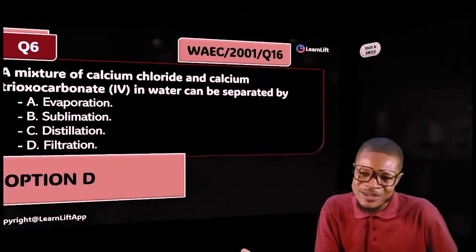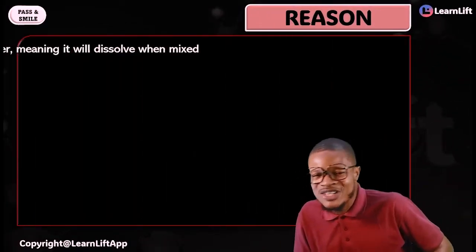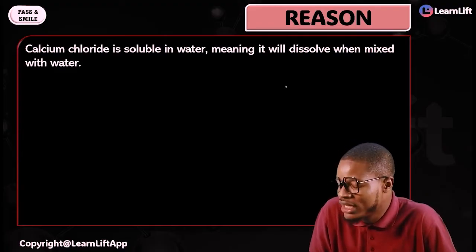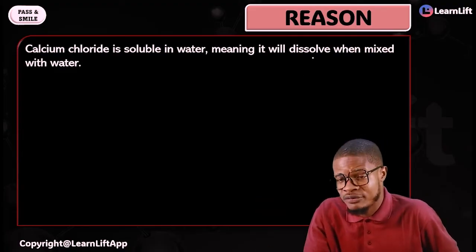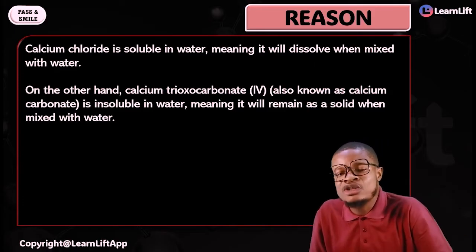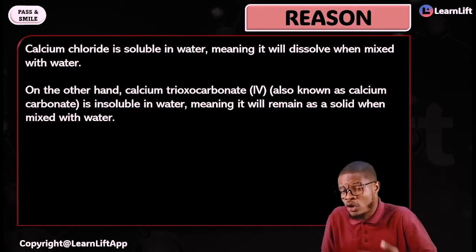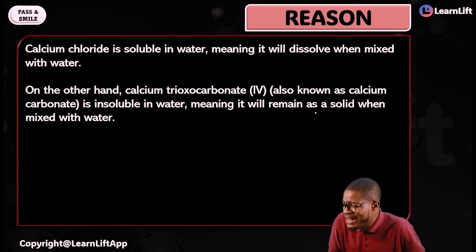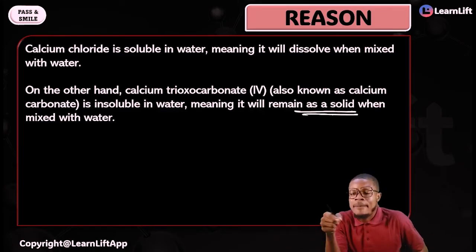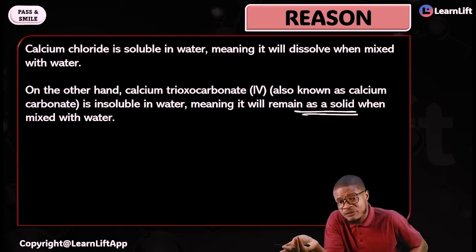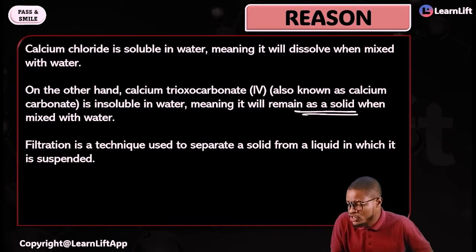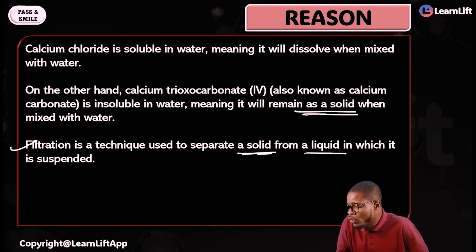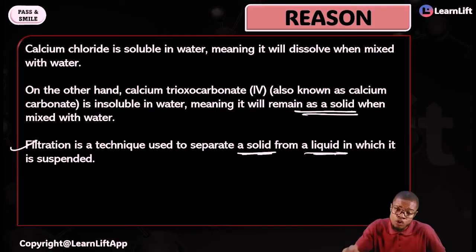You know why, right? Yes, very simple. Calcium chloride is soluble in water, meaning it will dissolve in the water. When you mix it with water, it will dissolve. But your calcium trioxocarbonate 4, CaCO3, on the other hand, will not dissolve because it is insoluble in water, making it remain as a solid, which even if you mix it, will still not dissolve in the water. And of course, what happens? Filtration technique is now used to separate a solid from a liquid in which it is suspended or insoluble.